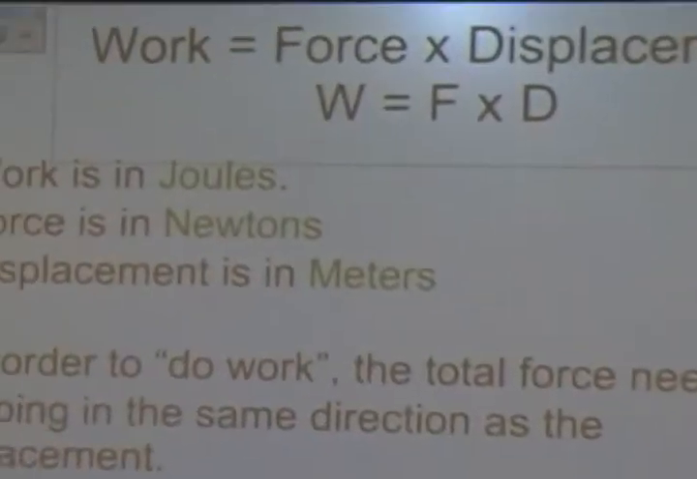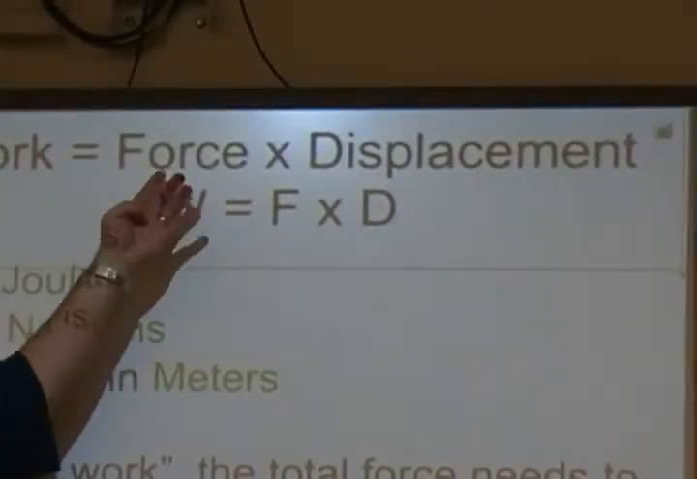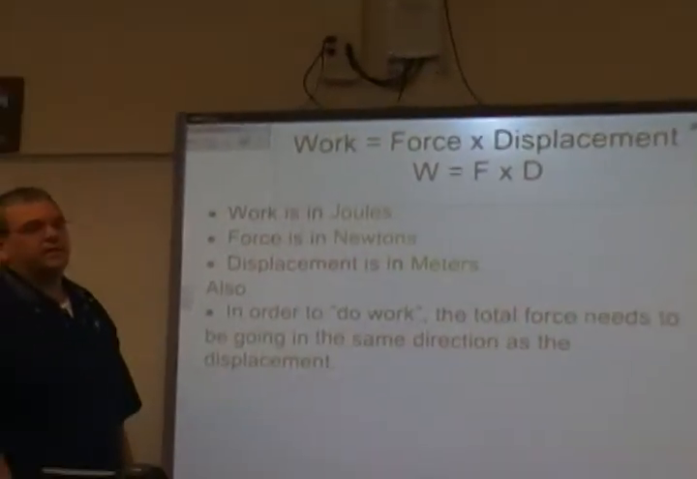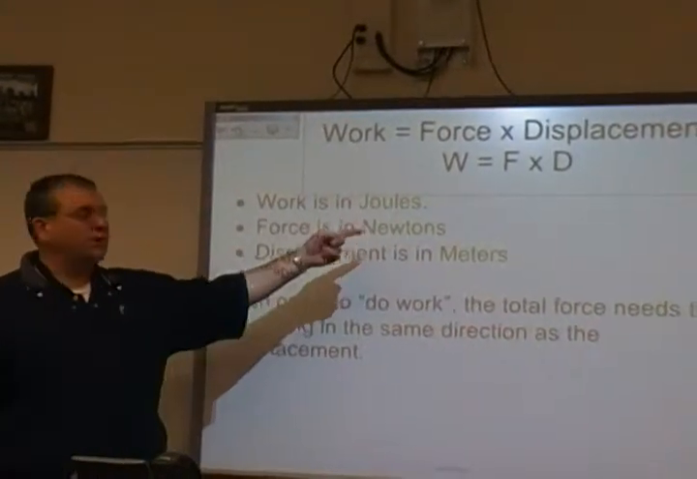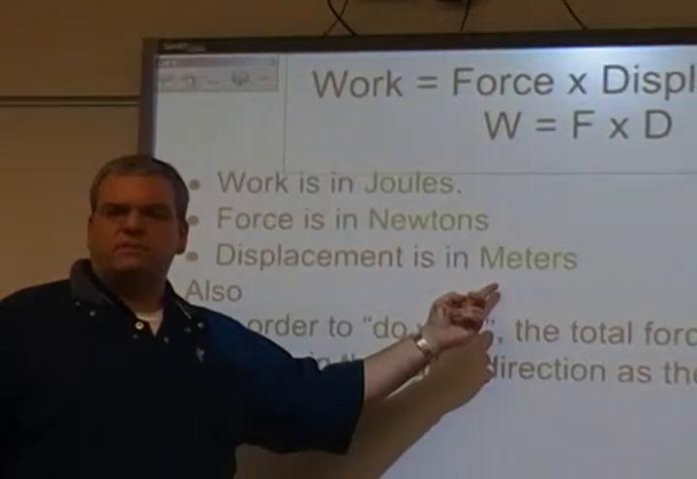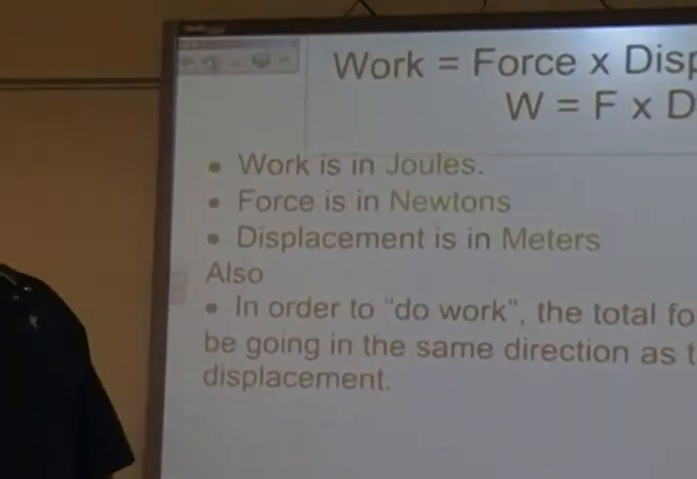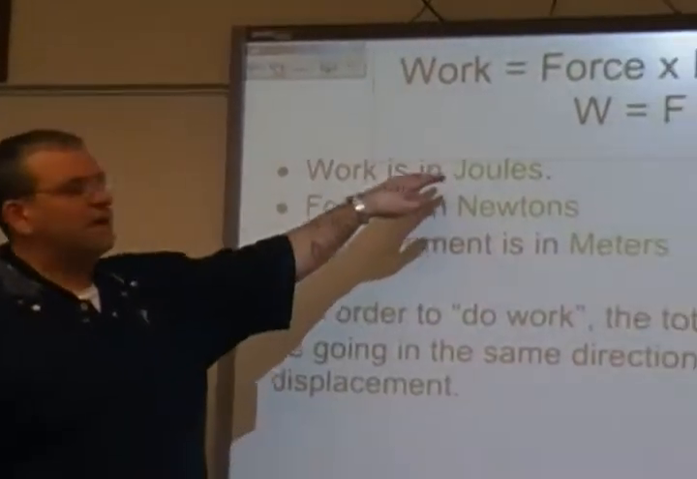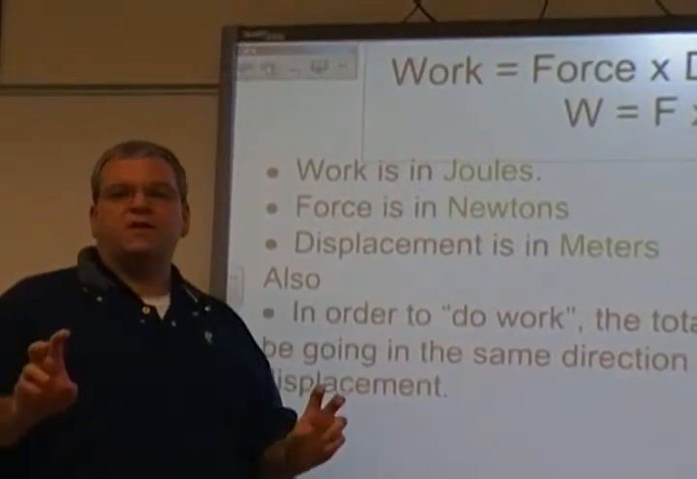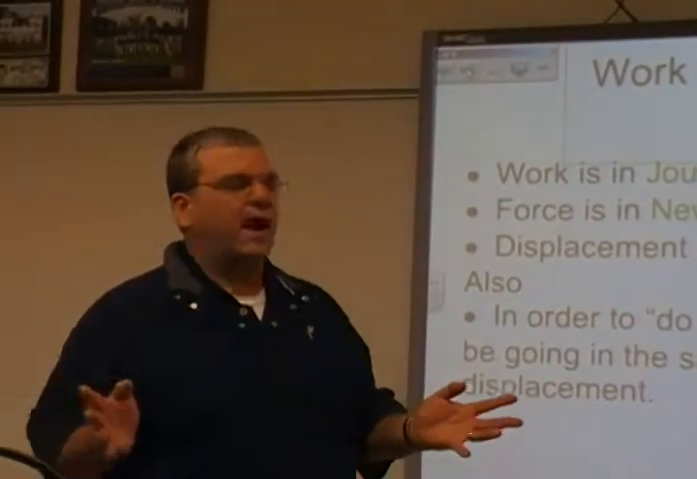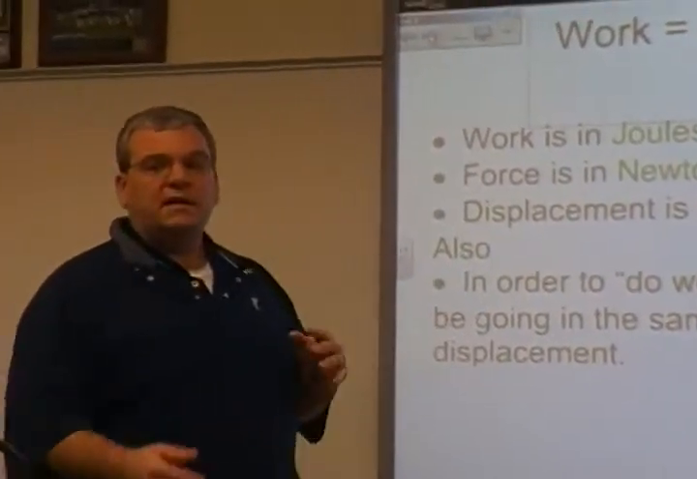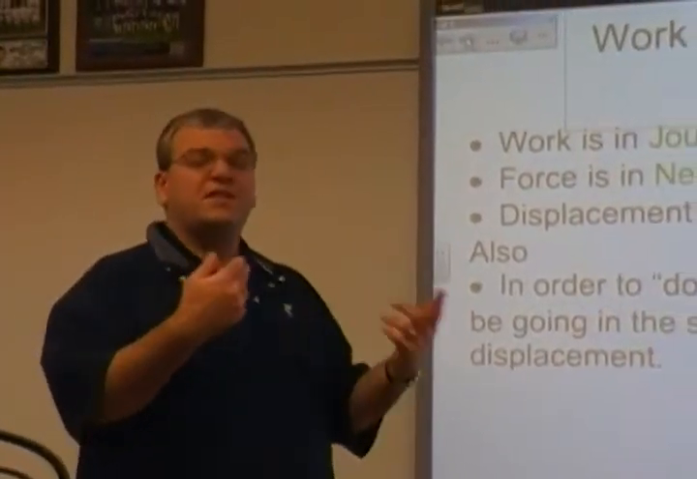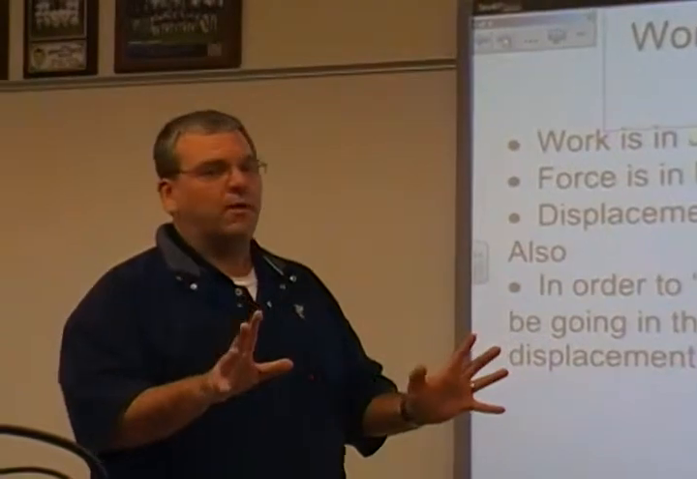And let's look at the equation. Work is the force times displacement of an object. Work is measured in joules, force is measured in newtons, and displacement is measured in meters. Now, the first thing we have to remember is that all three of these things are measurable quantities. You have to be able to put them in a measurable context. And that's going to be more important when we talk about the theoretical component of work.